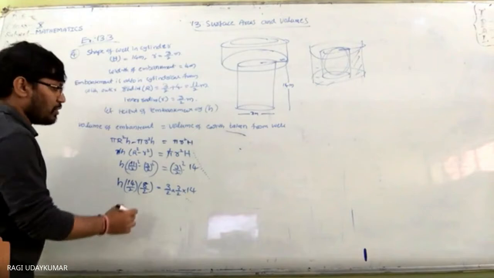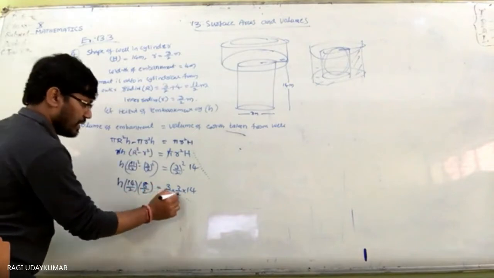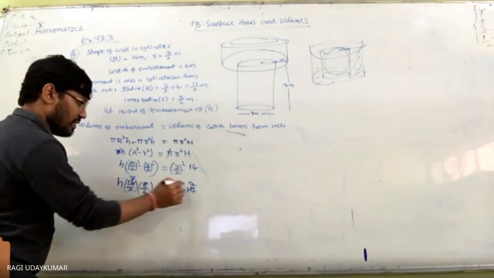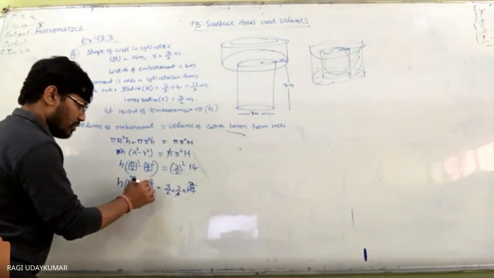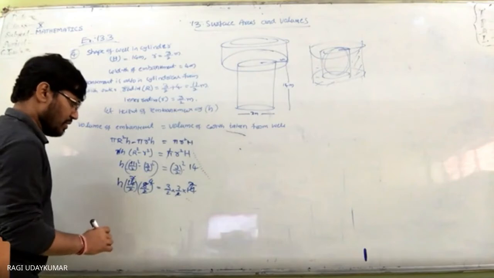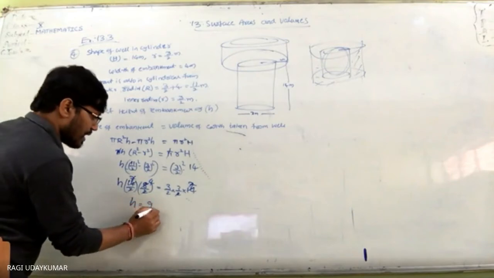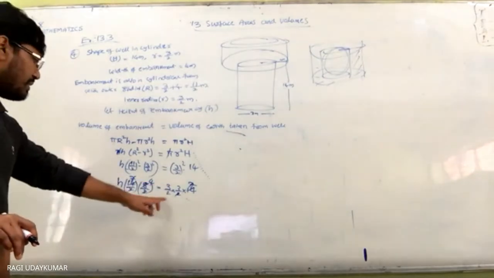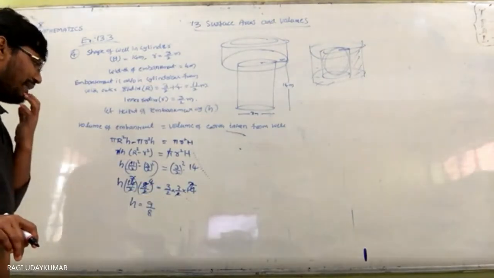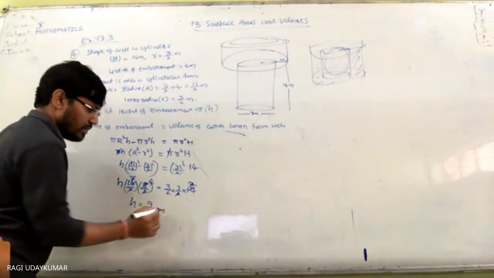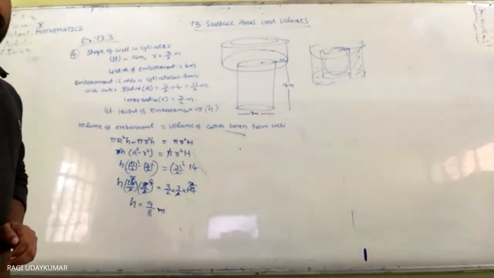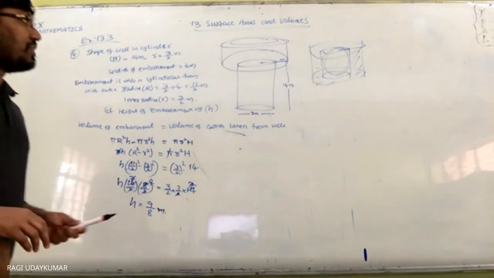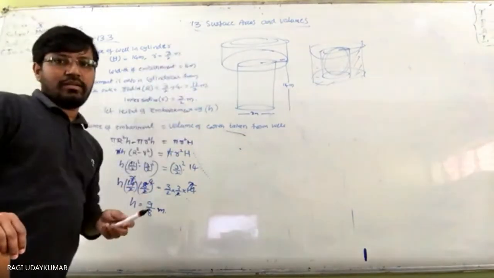R square is 3 by 2, no? Pi R square, yes, everything is there. Cancelling 2 sevens, 2 ones are 2, 4 fours. So H is equal to 9 by 8. 3 threes are 9, 4 twos are 8. H is equal to 9 by 8 meters. That is the height of this embankment.